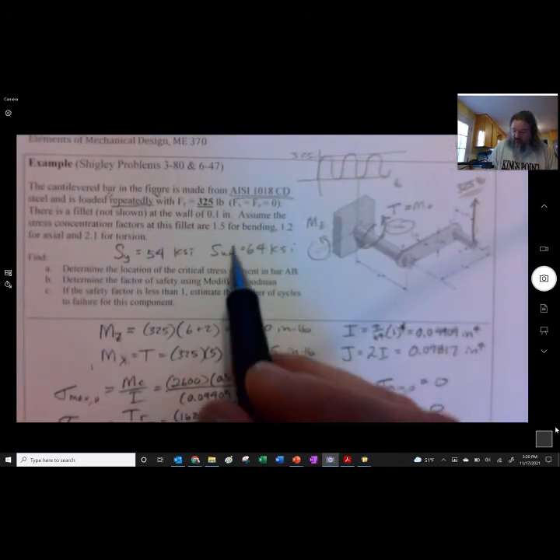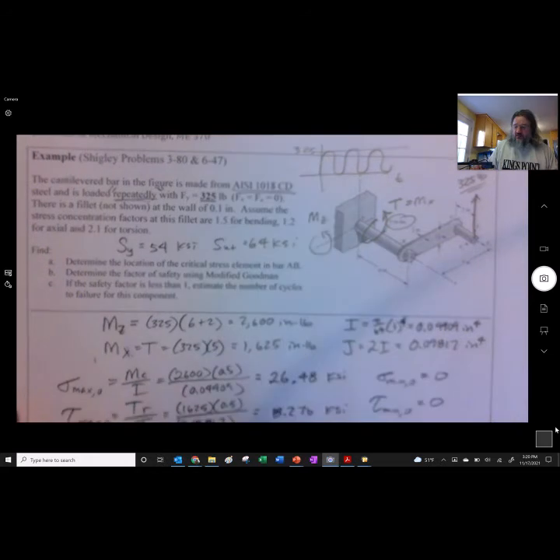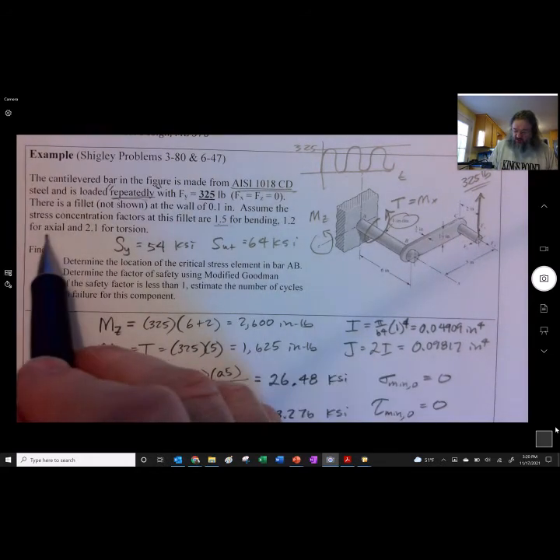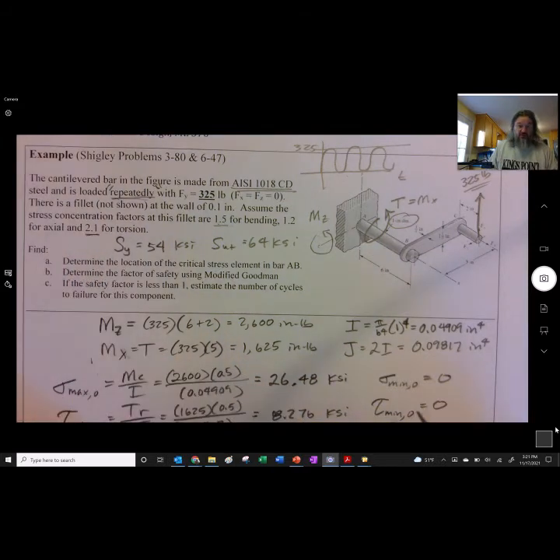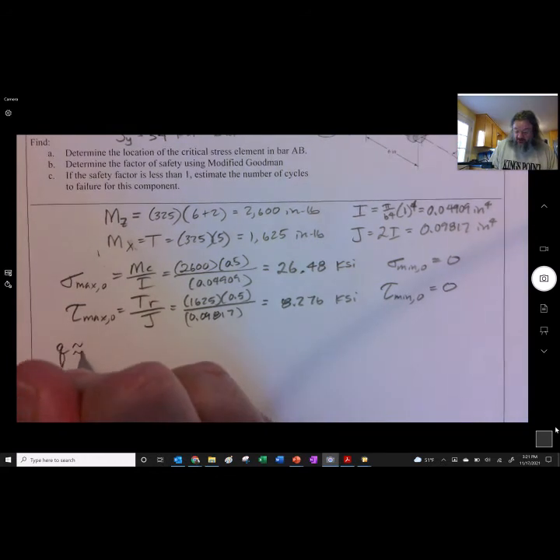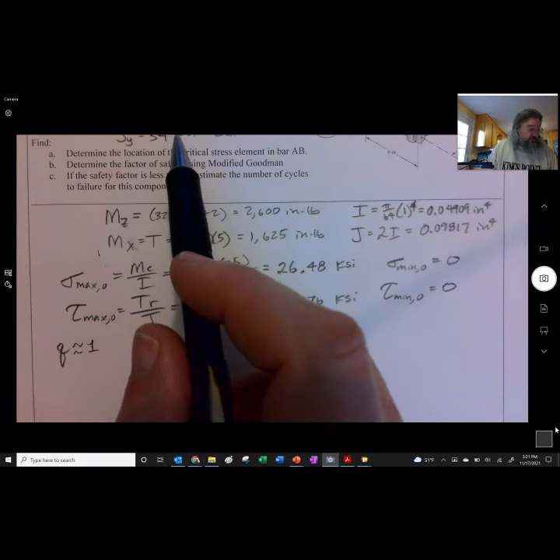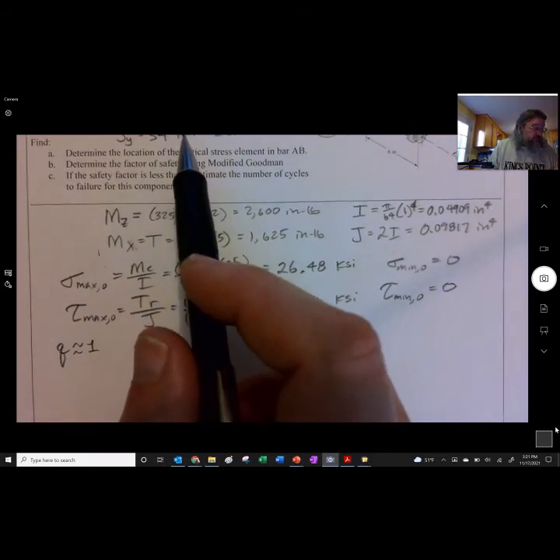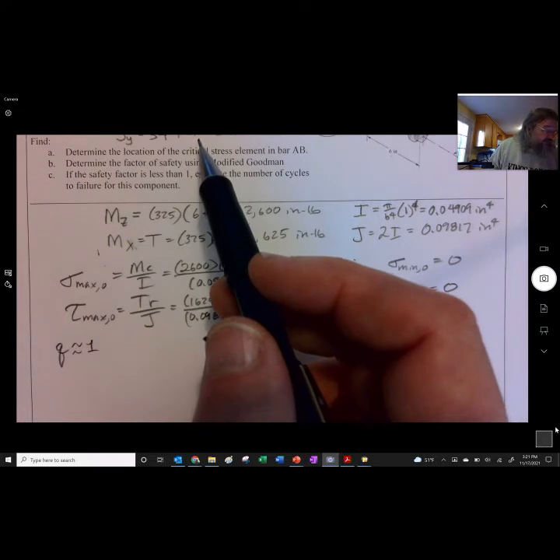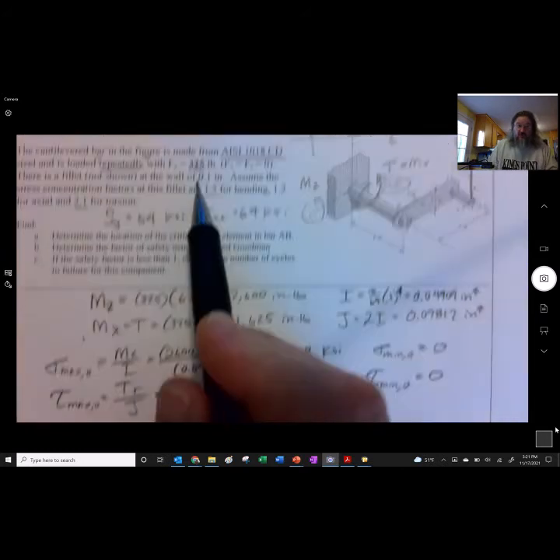We were given that the stress concentrations at the hypothetical fillet right there are 1.5 for bending, and we don't care about the axial, and 2.1 for torsion. So we need to modify those. It didn't quite tell us what the notch was. Did I say anywhere what the fillet radius was? Yeah, oh yeah, 0.1, right there.